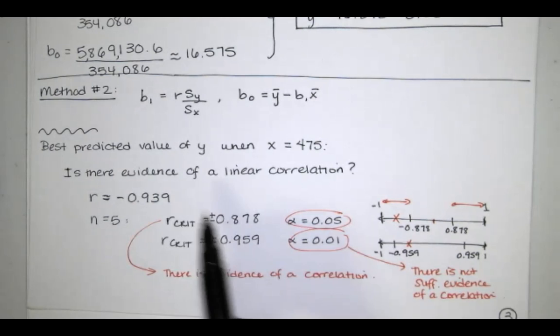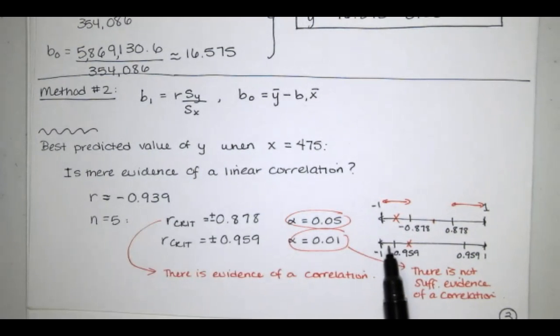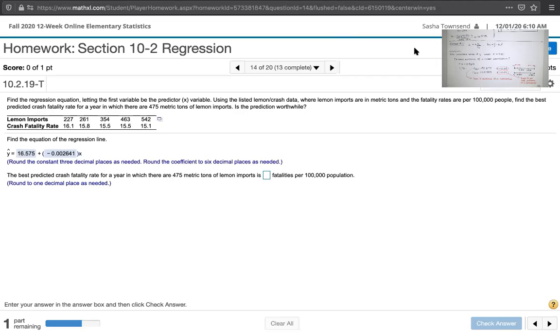We're saying even though -0.939 is high, it's close to -1, it's not as close as it would have to be for us to be comfortable rejecting the null hypothesis when we have a significance level of 0.01. So is there evidence of a linear correlation? Well, it depends on what alpha is, actually. So let's go back to the problem statement and see if they mention what alpha is. They don't actually give us a value for alpha.